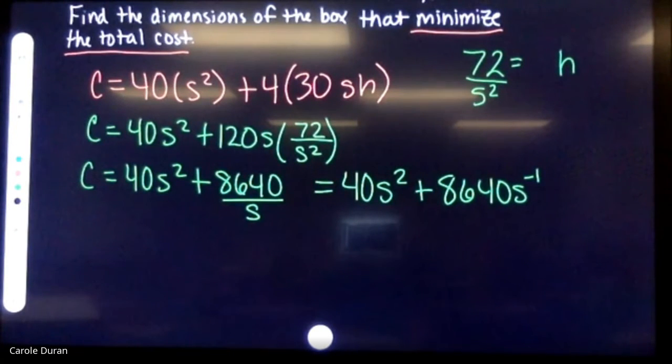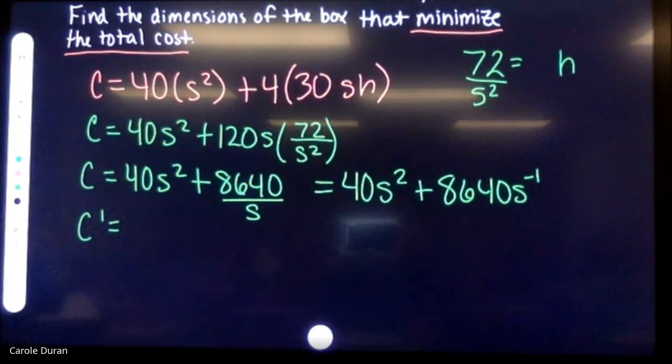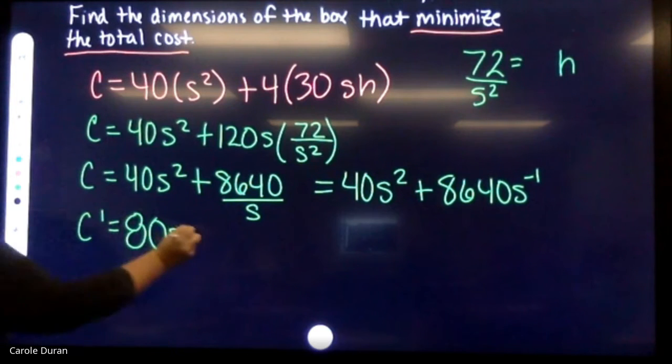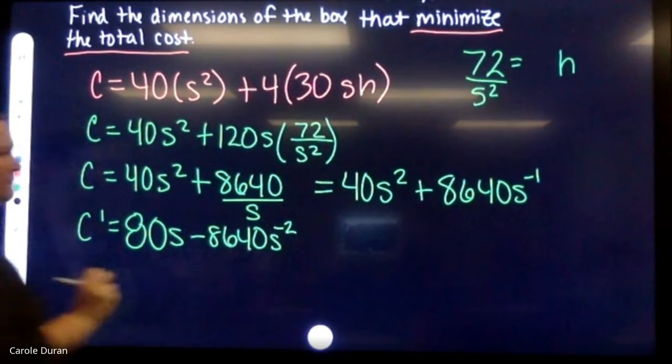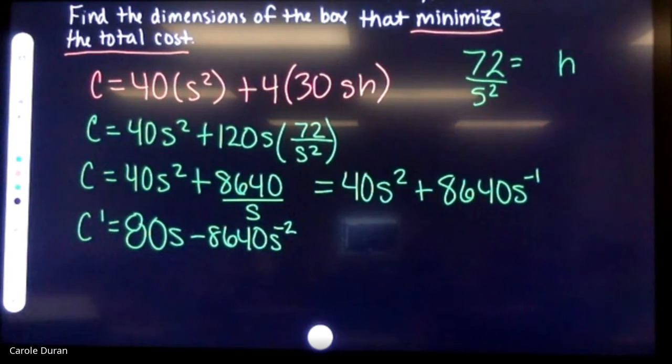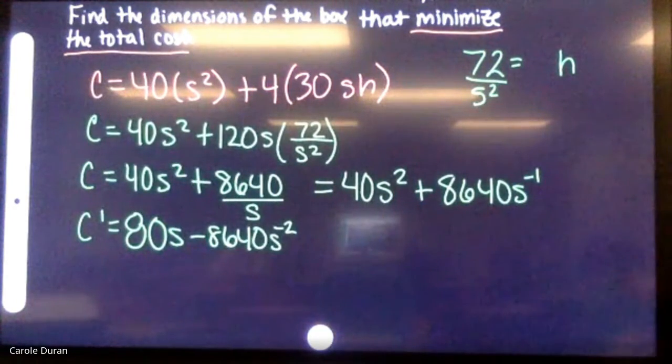Are we all okay with that? Anything super crazy happening there? So what do I need to do next? Find the derivative. Brock, what will be the derivative for that optimization equation? 80s. 8,640 -2. That's it, right? Because the derivative of s is just 1. So 80s minus 8640 s to the -2.